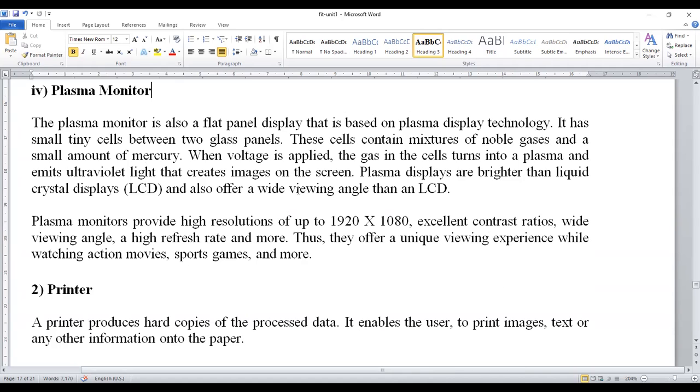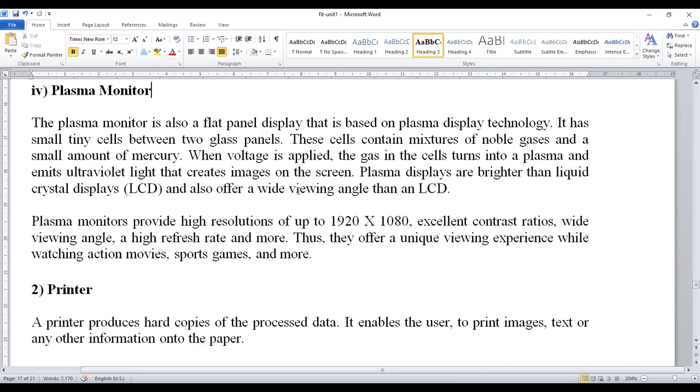When voltage is applied on the screen, the gas in the cells turns into a plasma and emits ultraviolet light that creates images on the screen. Plasma displays are brighter than liquid crystal displays and also offer a wider viewing angle than an LCD. Plasma monitors provide high resolution up to 1920 by 1080, excellent contrast ratios, a wide viewing angle, a high refresh rate, and more. Thus, they offer a unique viewing experience.